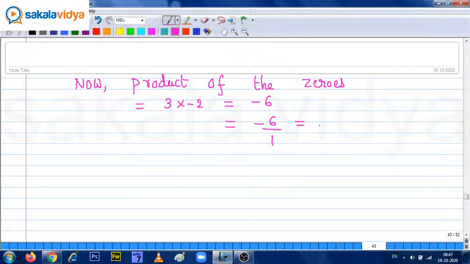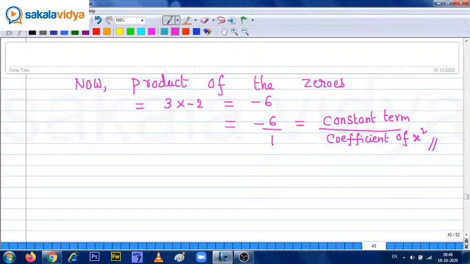So this is nothing but minus 6 as the constant term, not minus constant, simply the constant term, upon 1 being the coefficient of x square. That's why we conclude that it can be generalized that the sum of the zeros is equal to minus coefficient of x by coefficient of x square. Next, the product of the zeros is equal to the constant term by the coefficient of x square. The problem has been completed.